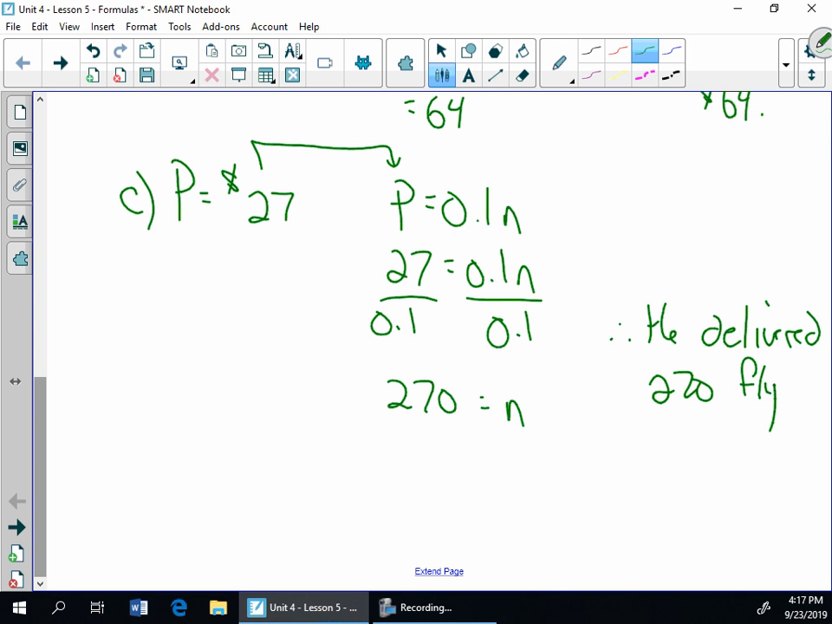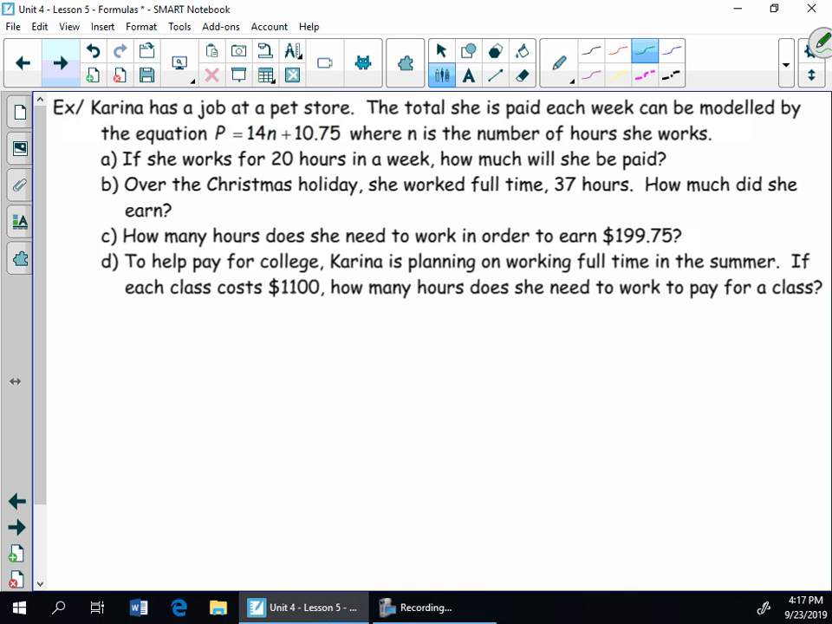And yes, that's a fairly simple equation, a very simple example of one, but the process works the same even when the formulas get more complicated. Replace the letter you know with the value you're given. Let's take a look at the second one here. I have Karina. She has a job at a pet store. The total she is paid each week can be modeled by the equation P, for her pay, equals 14n, where n is the number of hours she works, and then plus 1075.